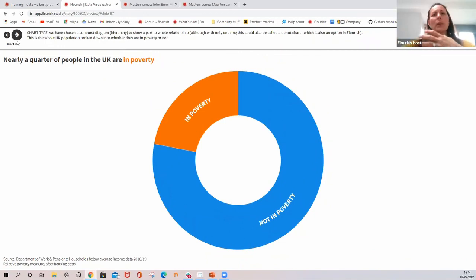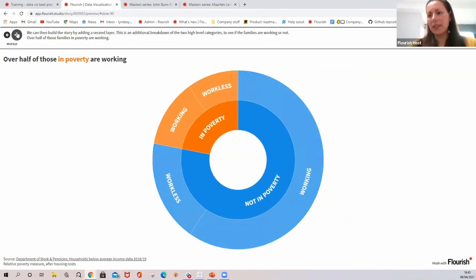And this is showing a part to whole relationship. So the whole thing is everyone in the UK, and we're trying to show a split of who's in poverty and who's not. I find it quite powerful just having the two categories, and you can see that nearly a quarter of people in the UK are classed as being in poverty. That's quite a powerful message. That's quite a big block of orange there. So that's a statement to begin with. But then we can start to build the story out with different layers. We can give more information and more detail.